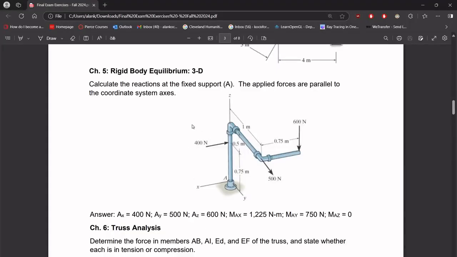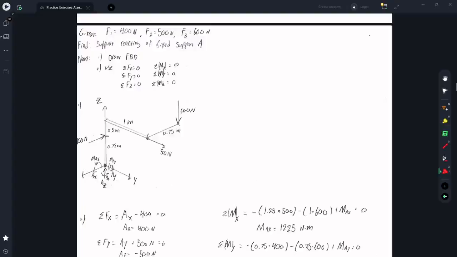All right, for this problem, we're given this pipe assembly. We're given these forces. There's a 400 Newton force, a 500 Newton force, and a 600 Newton force. And we want to calculate the reactions at the fixed support A. So I've written that down.